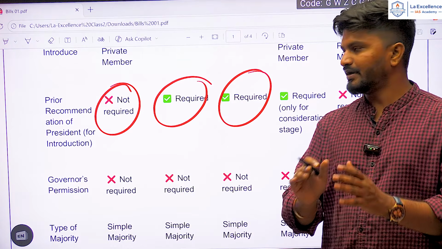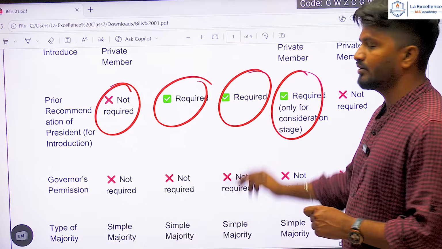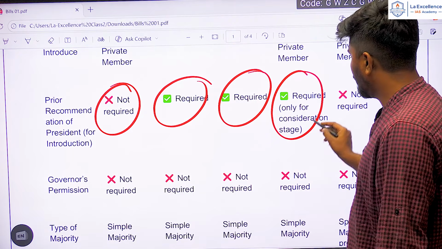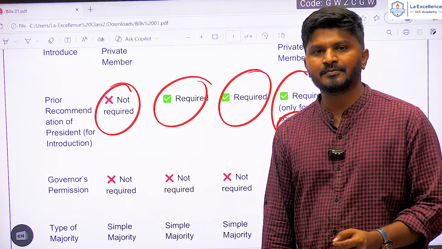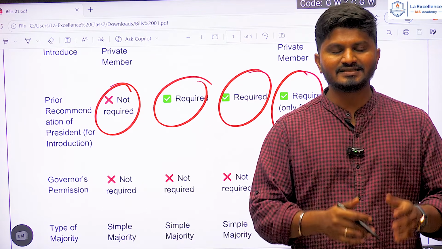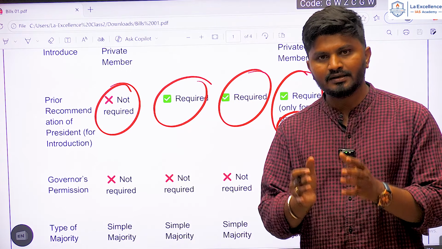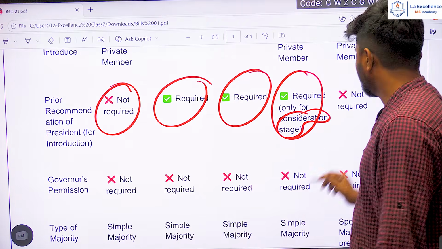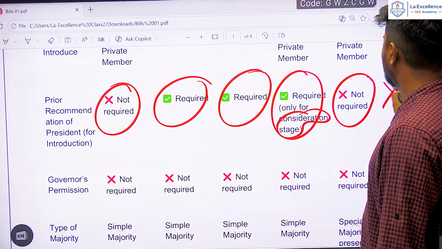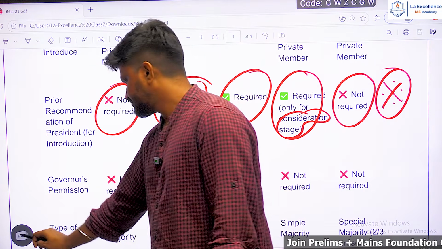The prior recommendation of the President is not required in type 2, but it is required only for the consideration stage. When you are presenting financial bill type 2, you are going to present it during the consideration stage, and in that particular consideration stage you need the prior permission, or prior recommendation, of the President. When it comes to the amendment bill, it is not required. Very important, it is not required.